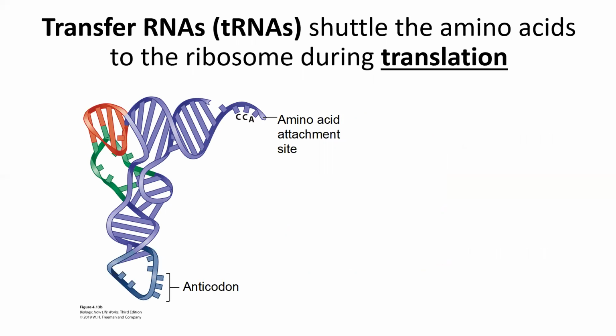We have transfer RNAs or tRNAs, and they're going to shuttle your amino acids to the ribosome during translation. So your amino acids will attach up here. It could be all kinds of amino acids, lysine, methionine. There are so many. They're on your chart. This module includes an amino acid chart or a codon chart. You will need this, and it also has amino acids listed. So you have an amino acid attachment site, and you also have an anticodon site.